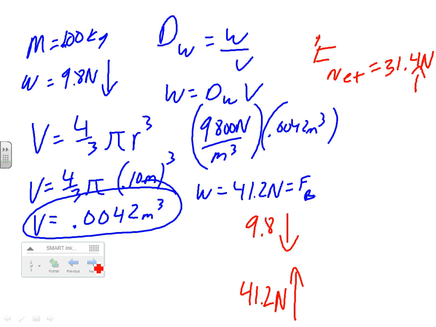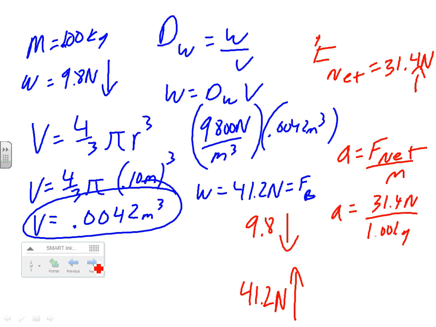So now we can calculate acceleration using Newton's second law. A equals F net divided by m. So in this case, we've got a net force of 31.4 newtons, a mass of 1 kilogram. So we end up with an acceleration of 31.4 meters per second squared. Now that's an upward acceleration.